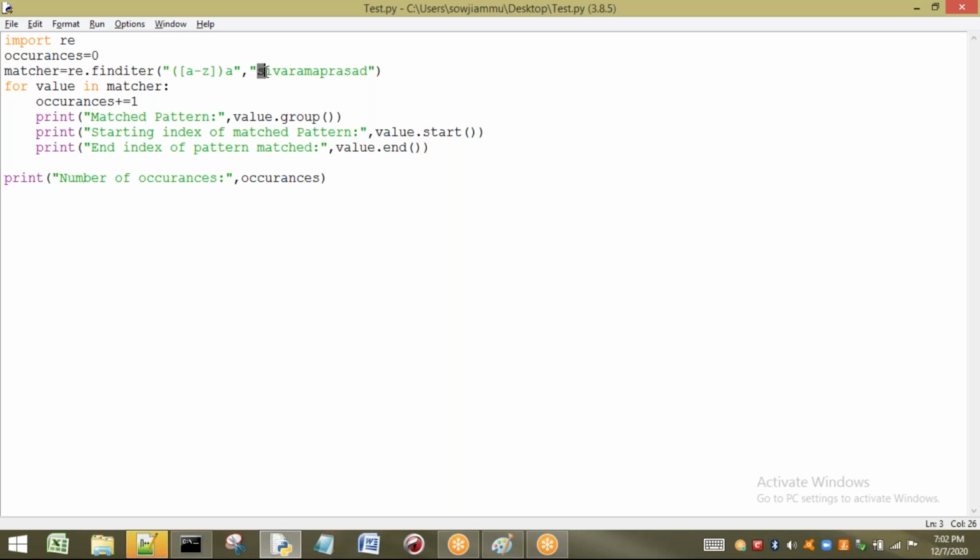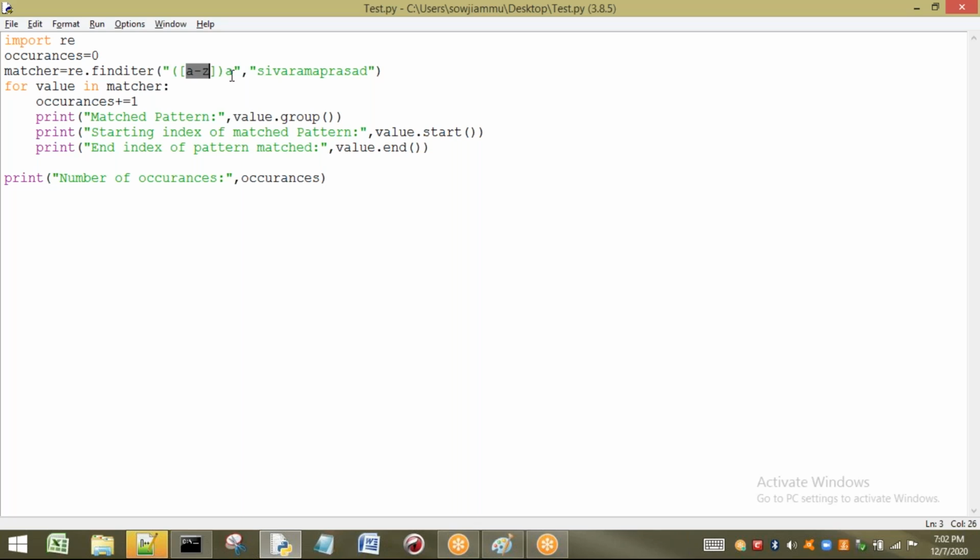That means S is there. After this, A is not there, so I will not consider this one. I is there. After that, A is not there. I will not consider. V is there and A is there, so it will be considered. So observe this. In this bracket, A, B, C, D, E, F, and so on, Z are there. So I can take any character here. A to Z, any character can be considered.